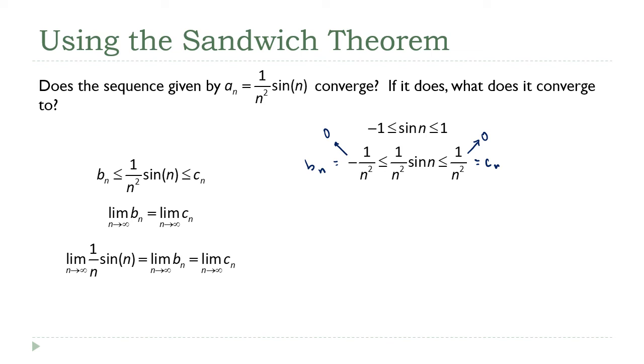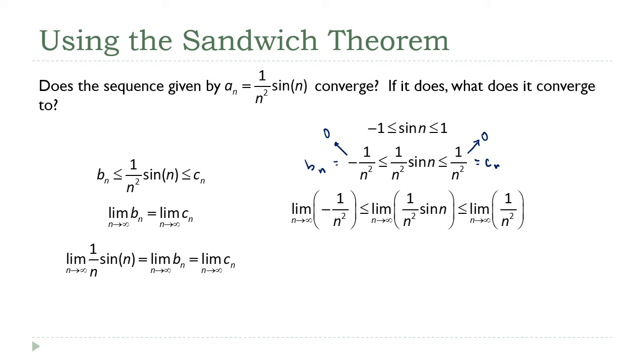So if we think about taking the limit of all three parts of this, the left hand and right hand limits, those are both 0. And the only number that is both less than or equal to 0 and greater than or equal to 0 is 0. And so that's what my sequence is converging to.